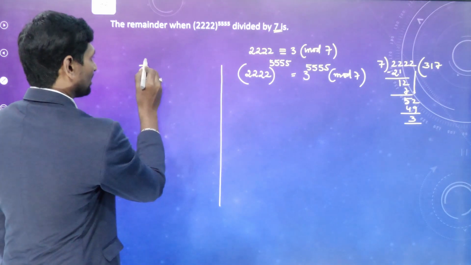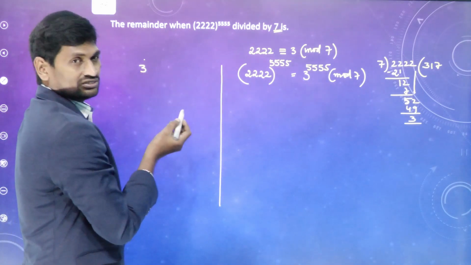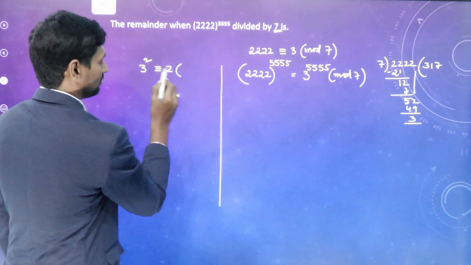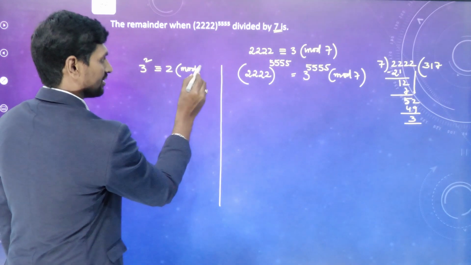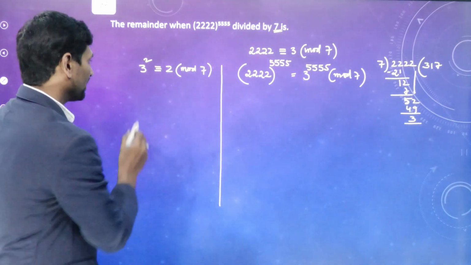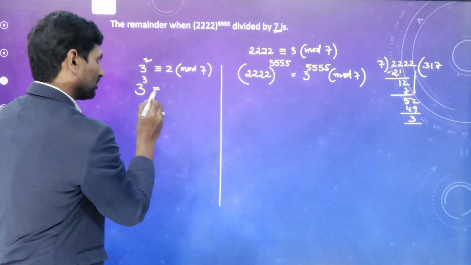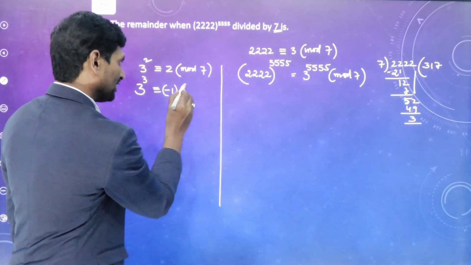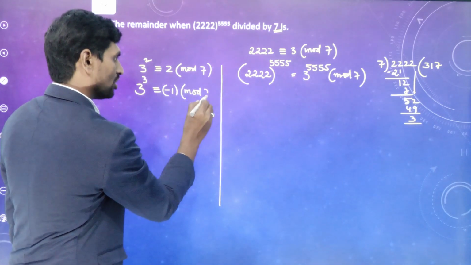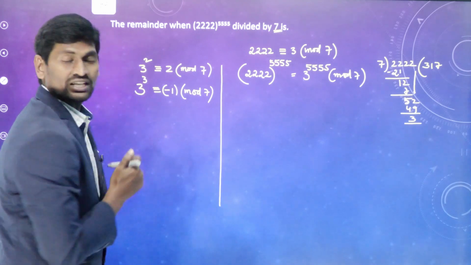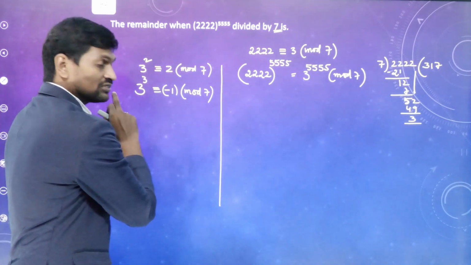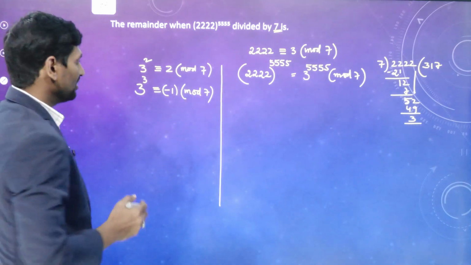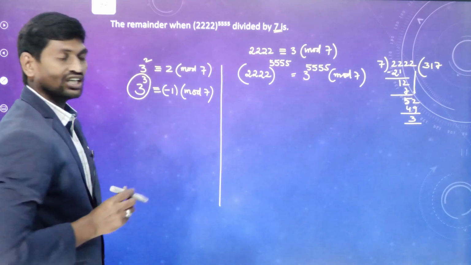Okay, 3 square is 9. 9 can be written as 3 square congruent to 2 mod 7. Not getting, so again 3 cube. We have to try to get remainder 1 or minus 1. 3 cube is 27. 27 is congruent to minus 1 mod 7. 27 minus 1 transposed to this side, minus 1 transposed becomes plus 1, so 27 plus 1, 28, is exactly divisible by 7. So for 3 cube, we get the answer.